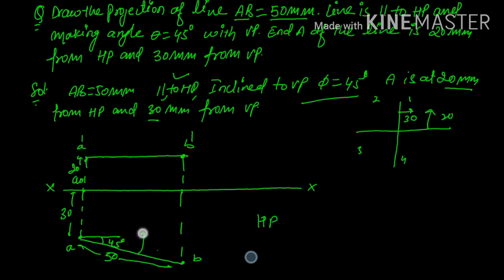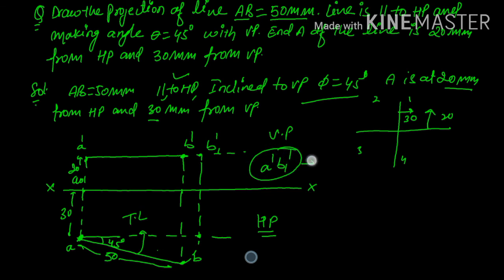So we are getting true length in HP because the line is parallel to HP. Okay, in order to get true length in VP, what you have to do, taking this as a center, AB as a radius, rotate this point up to this line, then from this point draw a straight line so that it joins A dash B dash. So this is, let's say, B1 dash. So A dash B1 dash would be our true length.